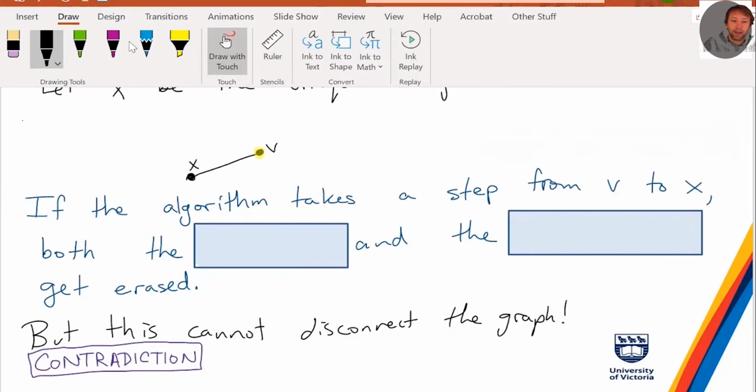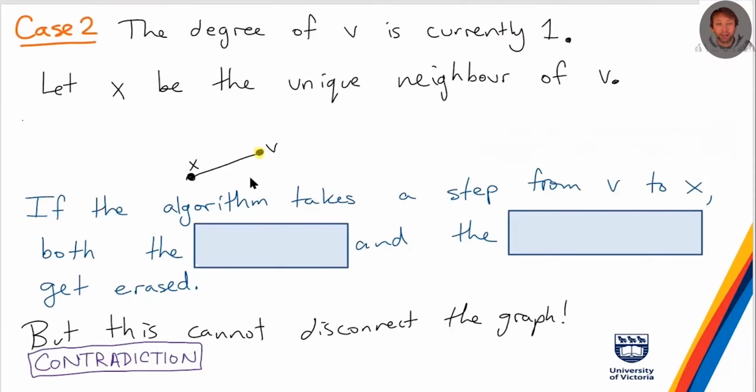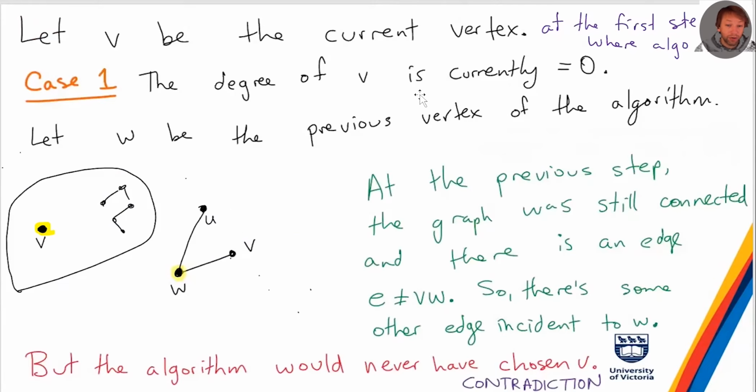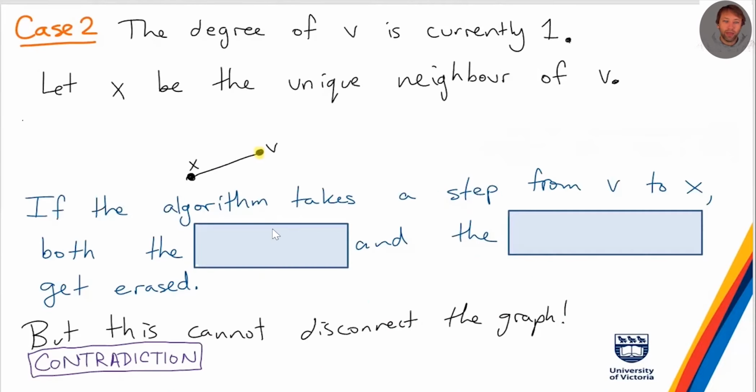Suppose that when the algorithm fails, the degree of V is currently equal to 1, okay? Before we looked at the case when the current degree of V is 0, now we look at the case when it's 1, and then we'll look at the case when it's at least 2, at the first time when the algorithm fails. So if the degree is 1, then V has a unique neighbor, which we call X.